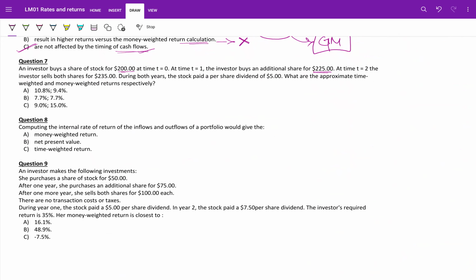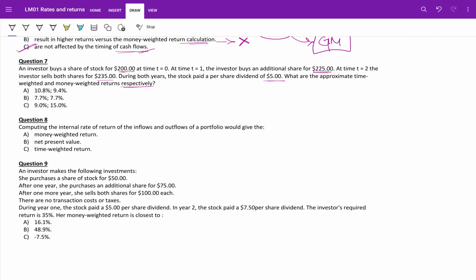At time two, the investor sells both shares for 235. And during both years, the stock paid a dividend of $5. What are the approximate time weighted and money weighted returns respectively? Okay, so let's first calculate the time weighted rate of return.